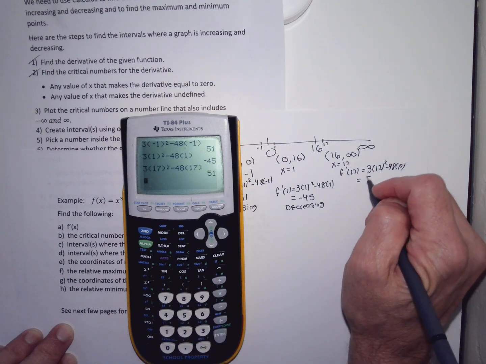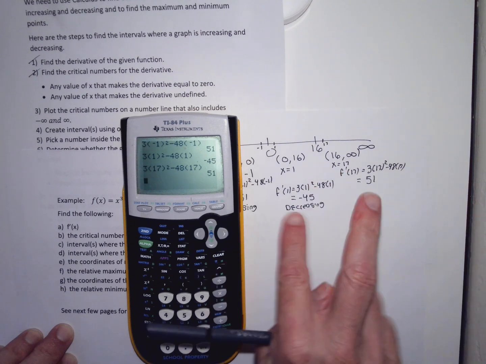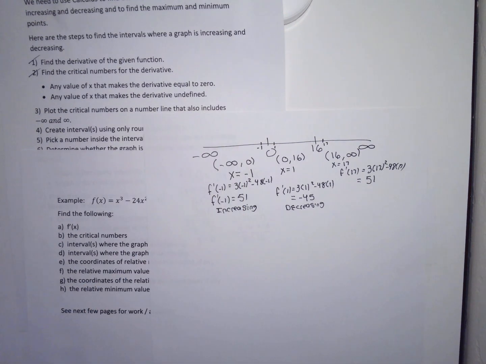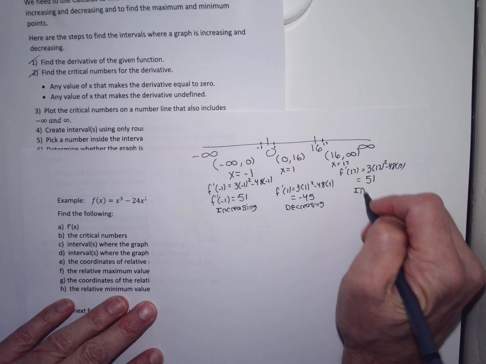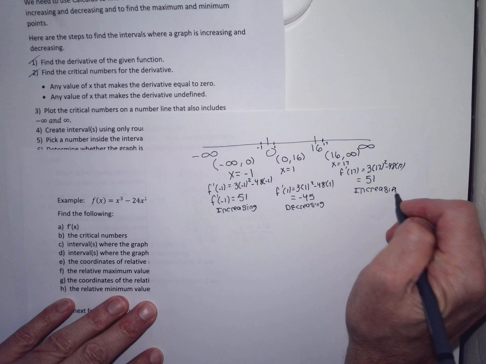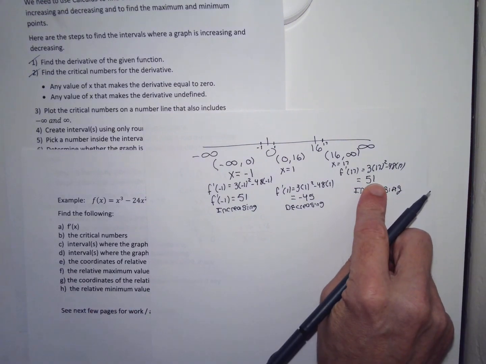This happens a lot because I pick my points kind of equidistant from the critical number, so we get duplication in the values. That shouldn't surprise you. It's going to happen a lot. And because this value is positive, the graph is increasing in this interval. So because the slope of the tangent line is positive, the graph is increasing in this interval.